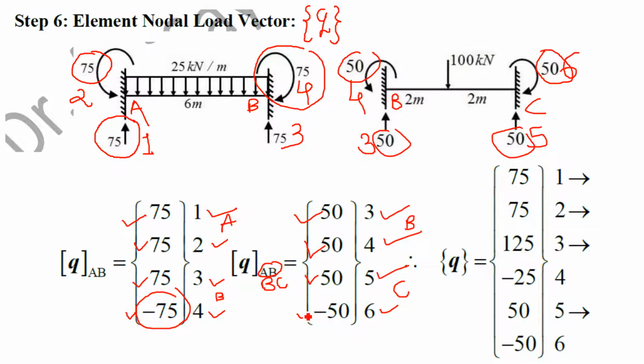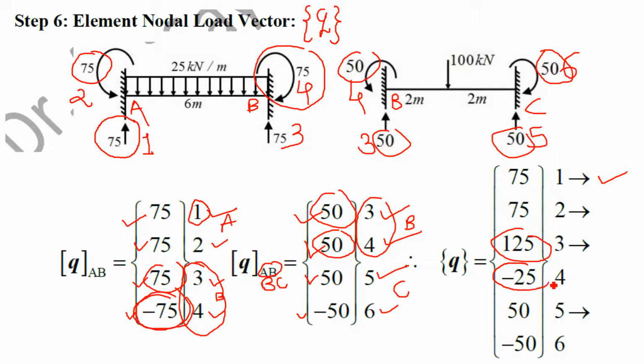If you want, we can write down finally the global element nodal load vector corresponding to all 6 unknowns. So 1 2 3 4 5 6. If you look at this one here, it is 75. 2 means here it is 75. 3 and 4, if you look at 3 or 4, repeated in Q of AB as well as Q of BC. So those can be added. 75 plus 50, this is 125, and minus 75 plus 50, this can be minus 25. So 3 4 are added from AB with BC. So it is AB plus BC.